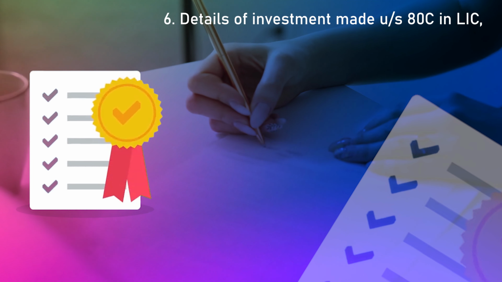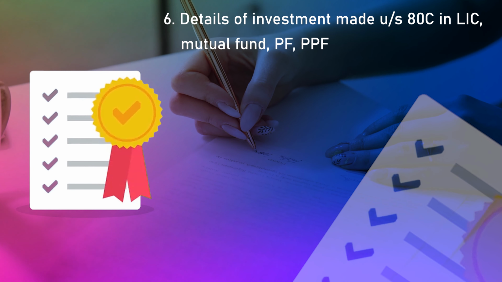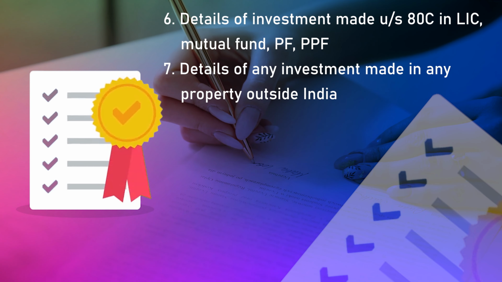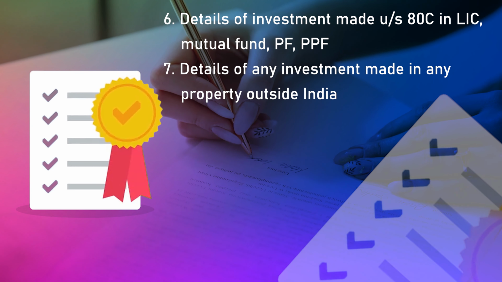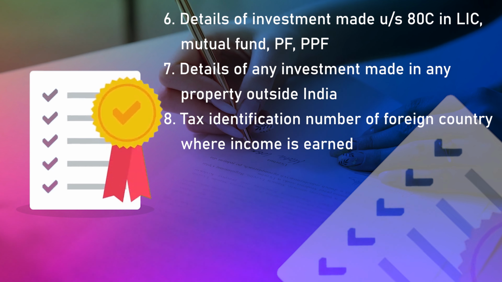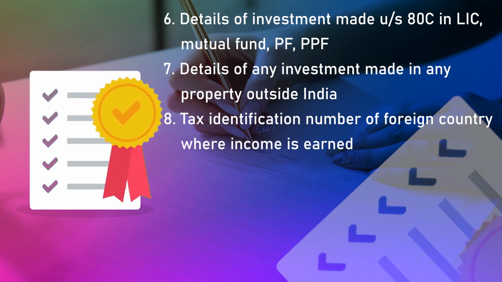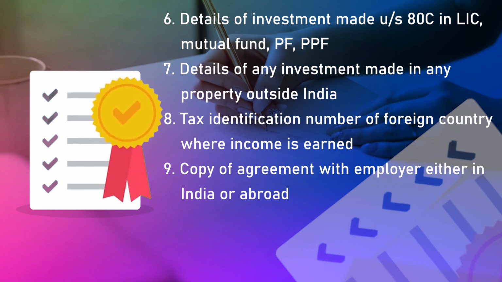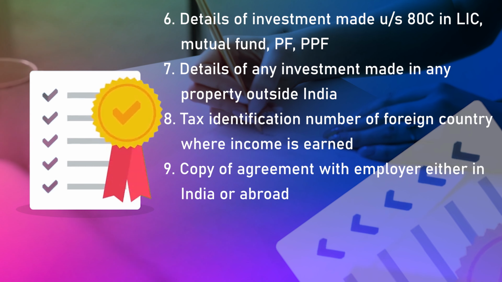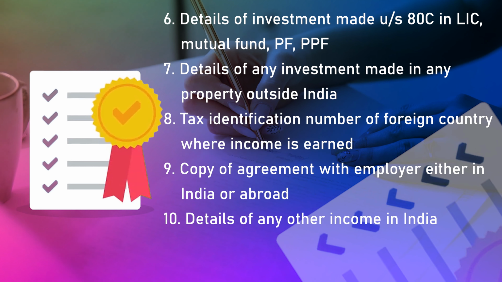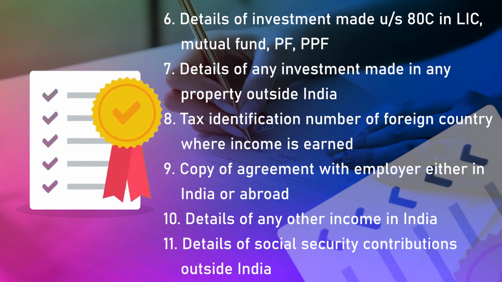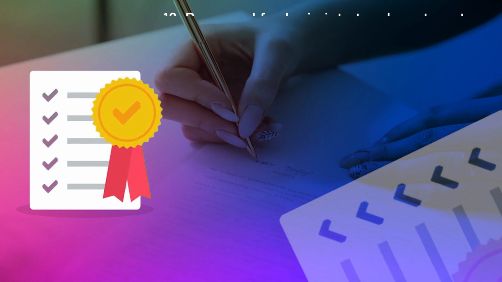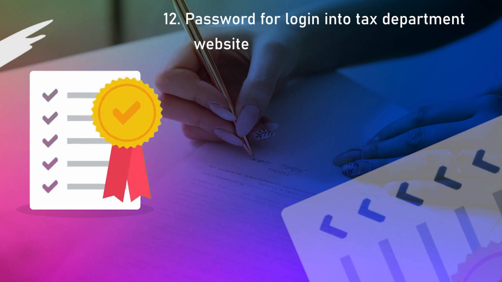6. Details of investment made under Section 80C and LIC, mutual fund, PF, PPF. 7. Details of any investment made in any property outside India. 8. Tax identification number of the foreign country where income is earned. 9. Copy of agreement with employer either in India or abroad. 10. Details of any other income in India. 11. Details of social security contributions outside India. 12. Password for login into the tax department website.